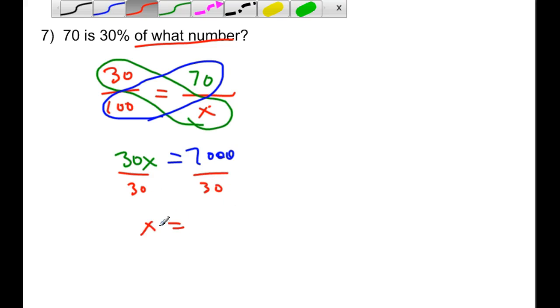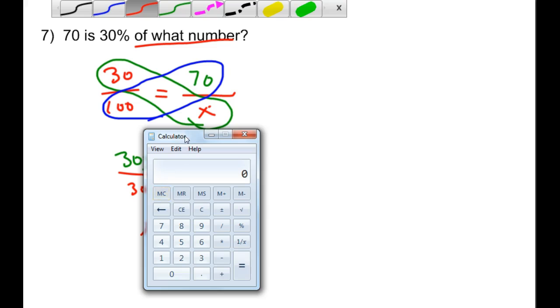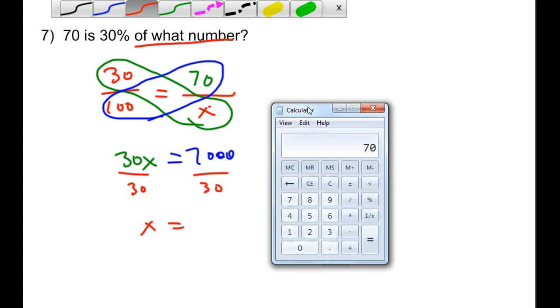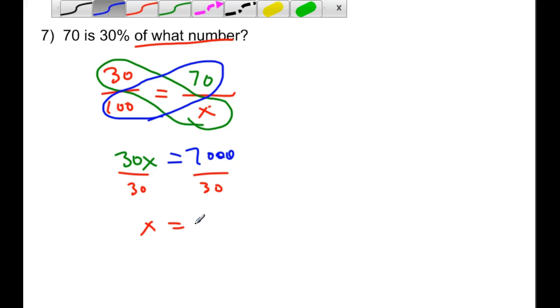So x equals whatever this thing is. I don't know what that is, so 7,000 divided by 30. There's going to be some decimal. This is just a number, not a percent. Make sure you don't put a percent sign. 233.3 with a line over it to show that it repeats.